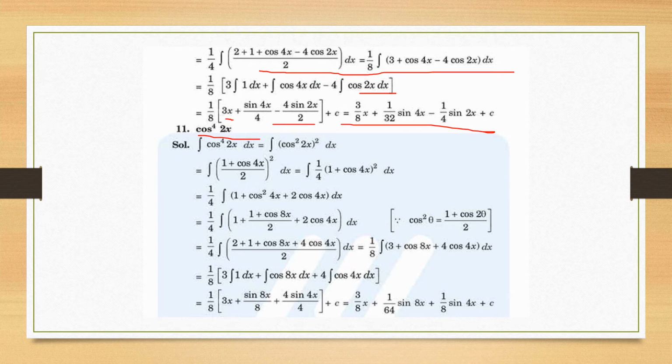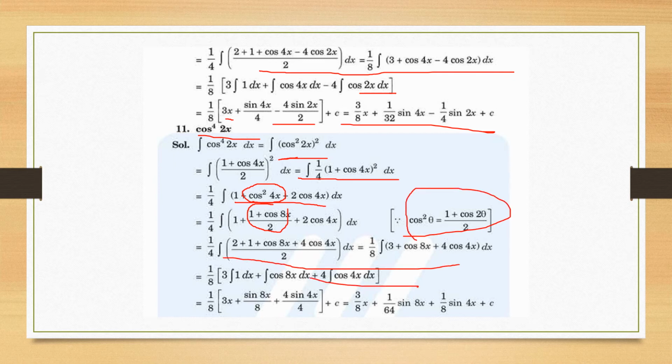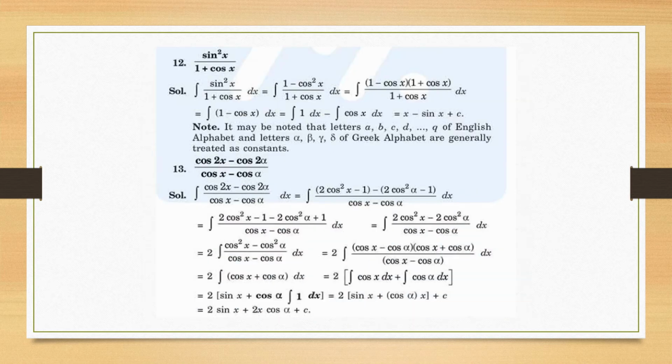Similarly for cos raised to power 4 2x, again we will go for cos square 2x whole square. So again I change it by (1 plus cos 4x)/2 whole square. Now again open by a plus b whole square. Again, as cos square is appearing, I will again use this formula to change. Then we can open it again, and the same way the question can be integrated.